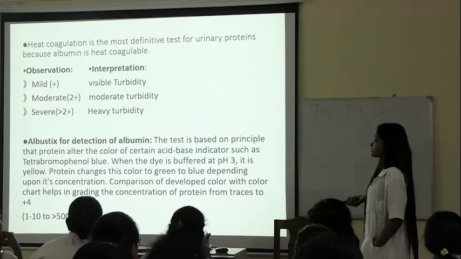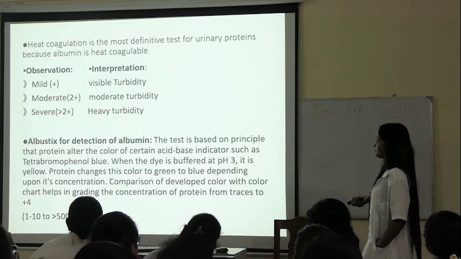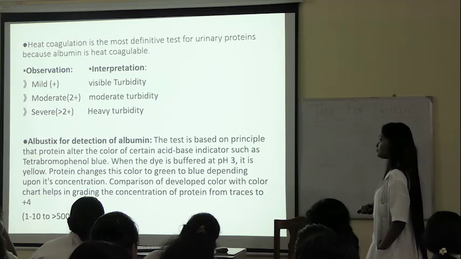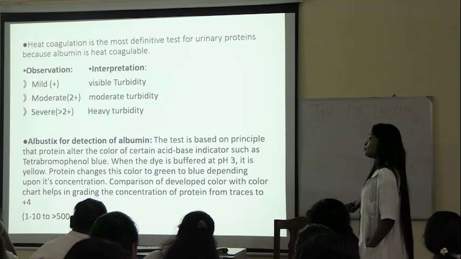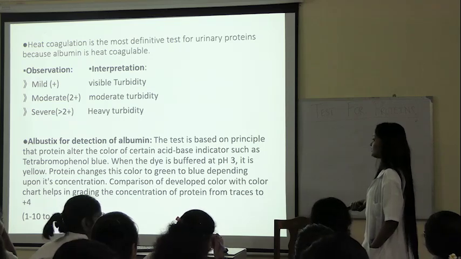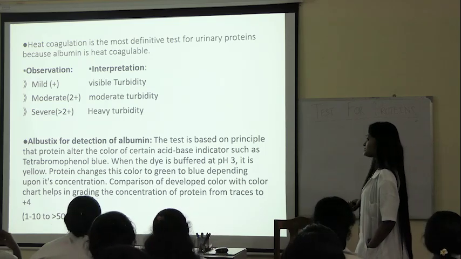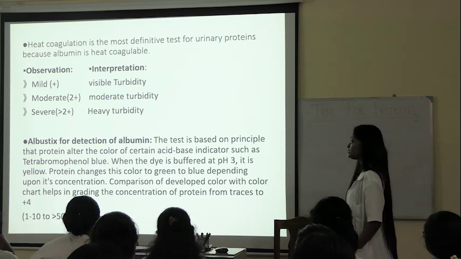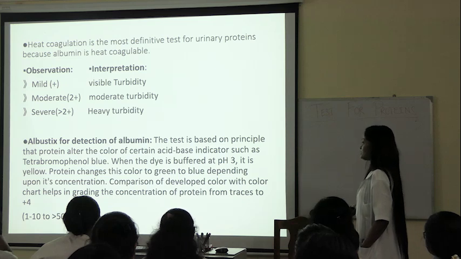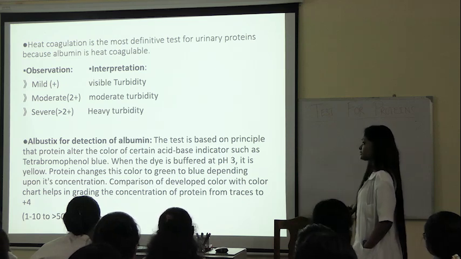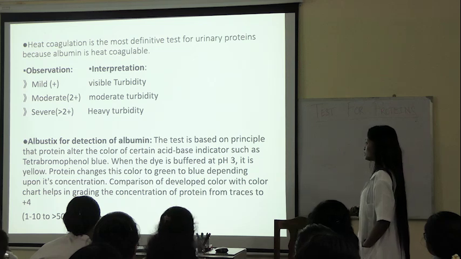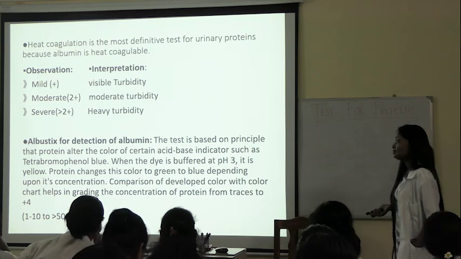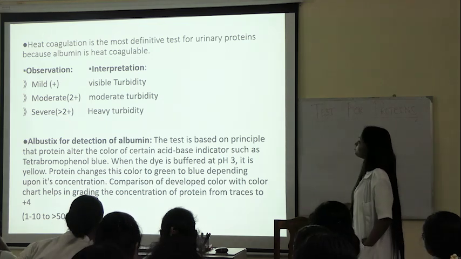Another is Albustix, for detection of albumin. The test is based on the principle that proteins alter the color of certain acid-base indicators, such as tetrabromophenol blue. When the dye is buffered at pH 3, it is yellow. Protein changes this color to green to blue depending upon its concentration. Comparison of the developed color with a color chart helps in grading the concentration of protein from traces to 4+, which is 1 to 2 to more than 500 milligrams per deciliter.